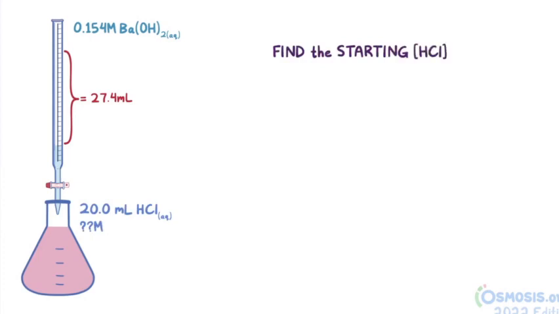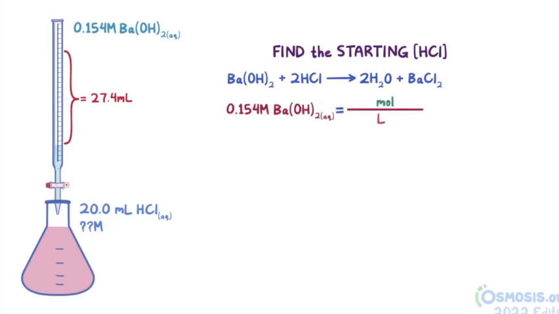Our first step is to write out the balanced equation for what's happening. We have barium hydroxide reacting with hydrochloric acid to form water and barium chloride. Our next step is to figure out how many moles of barium hydroxide were necessary to neutralize our acid. Since molarity is equal to moles over liters, we plug in 0.154 molar is equal to moles divided by 0.0274 liters. 0.154 times 0.0274 gives us 0.00422 moles of barium hydroxide.